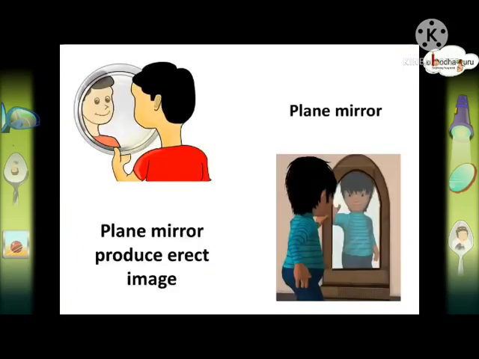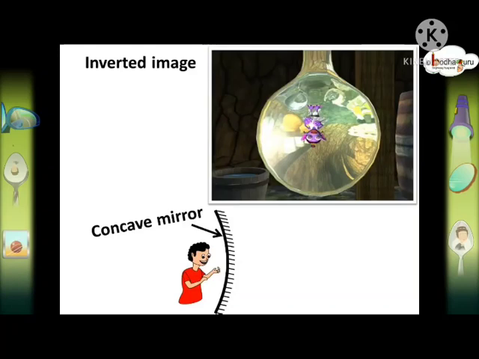The reflection we see in the plane mirror is right way up, not upside down. This kind of image is known as erect image. But the image that we saw on the concave side of the spoon was upside down. This image is called inverted image.